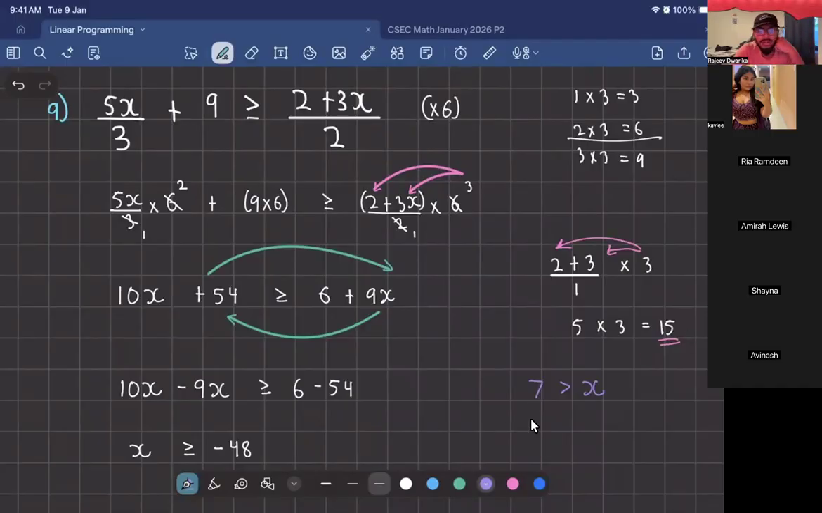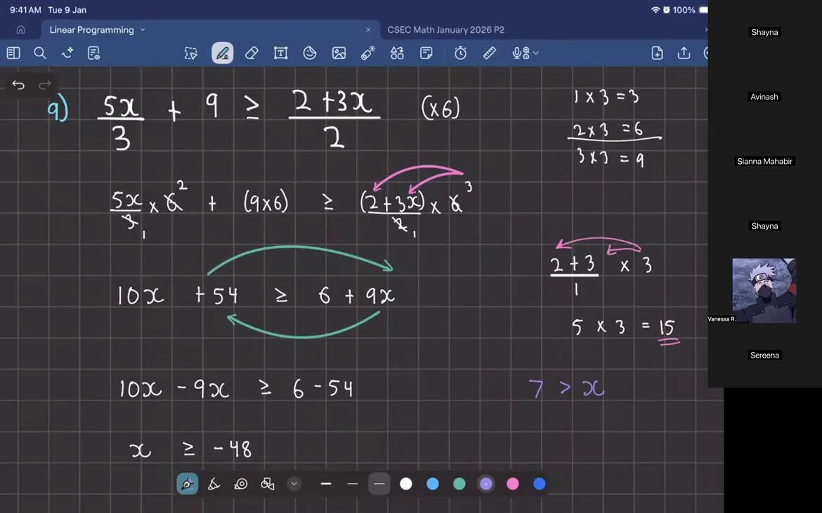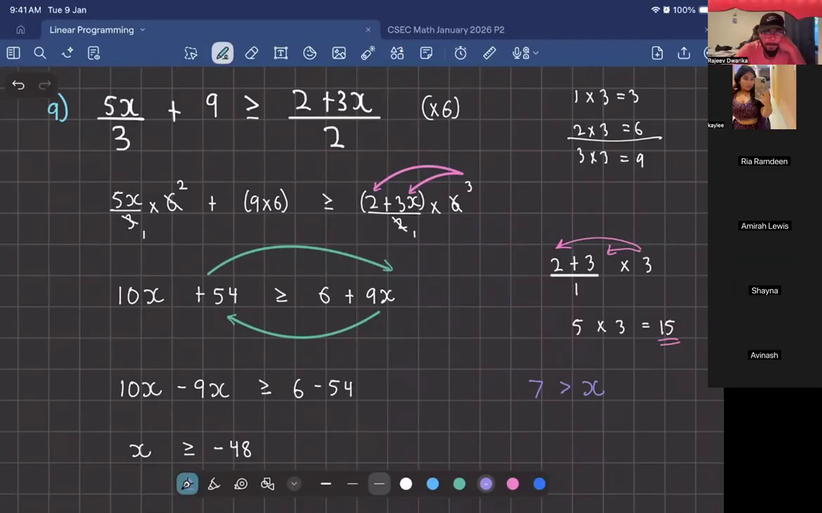Shayna, do you know any other ways you could write 7 is more than x? X is less than 7. Yep. You know the thing. Great.